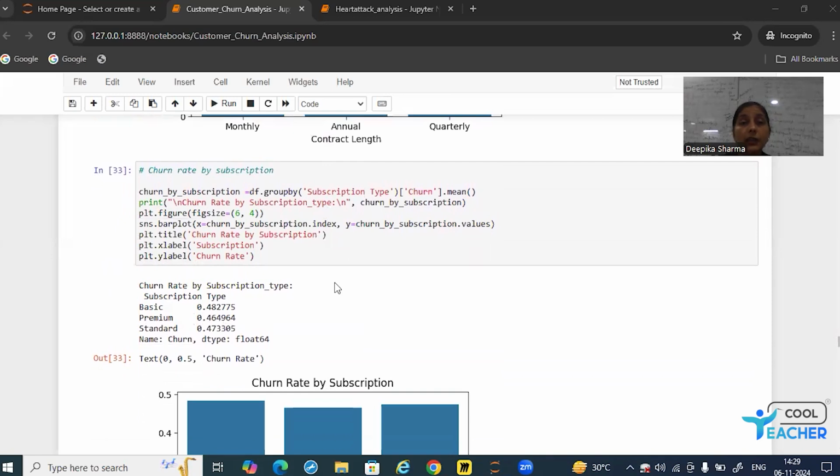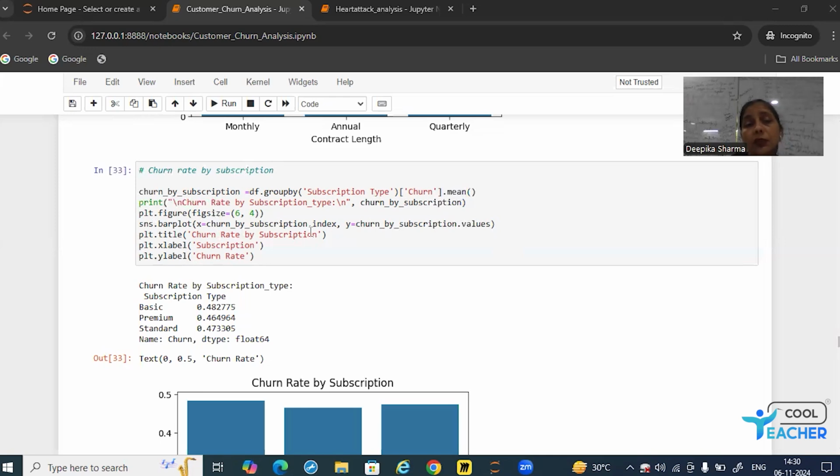Now let's see the churn rate by subscription. It means which subscription the person has taken and what the churn rate is corresponding to that subscription type. Here we are just using the data frame group by clause: group by subscription type and churn. What is the subscription type, and correspondingly, what is the churn mean corresponding to the subscription type? So if we are checking churn rate by subscription, in cbon.barplot we are checking churn by subscription index and churn by subscription values.